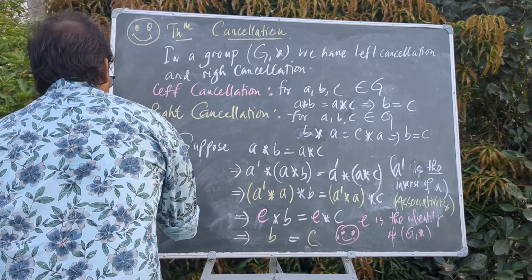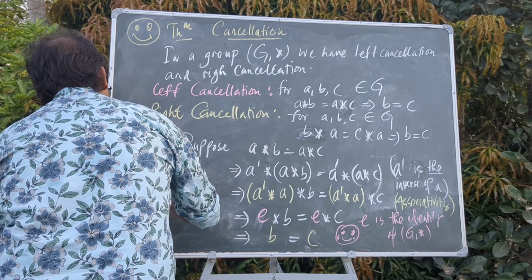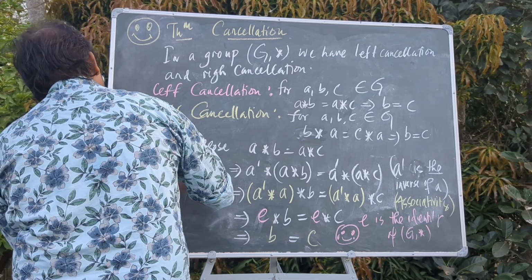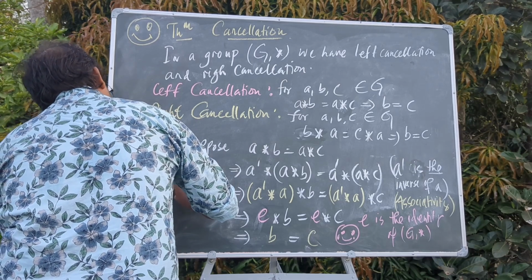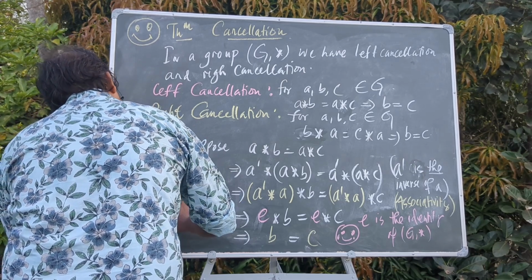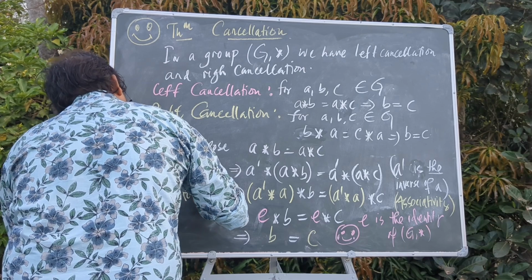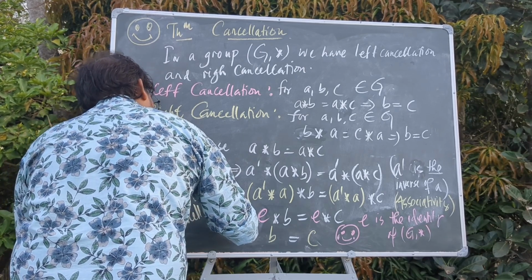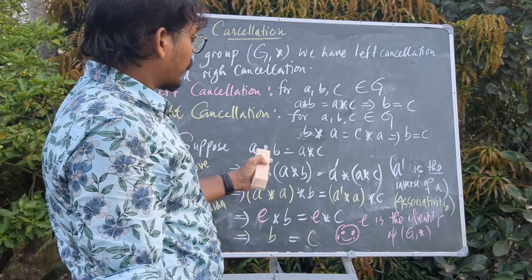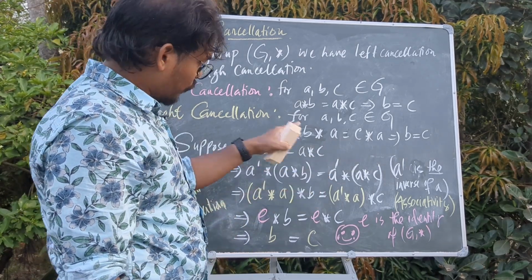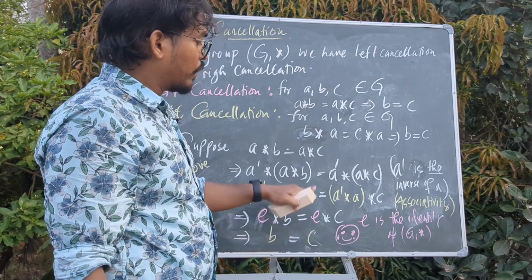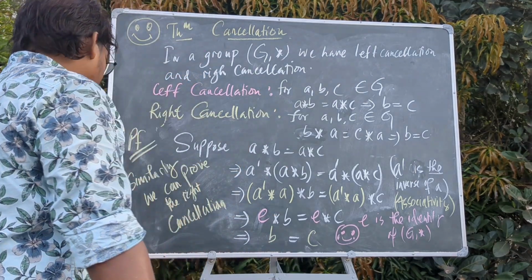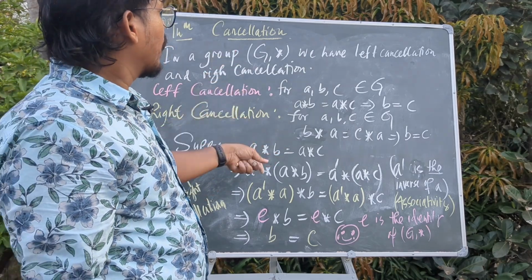Similarly, in the same procedure, we can prove the right cancellation. You just have to apply a' on the right side and use associativity. You will get b equals c. So pause this video to note it down.